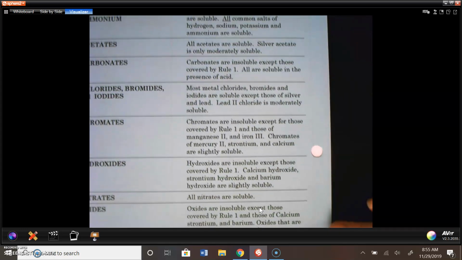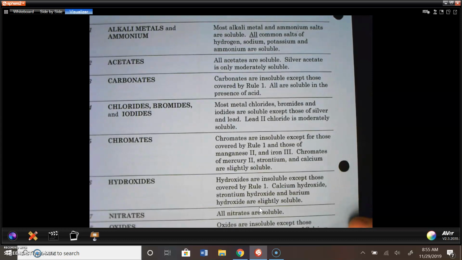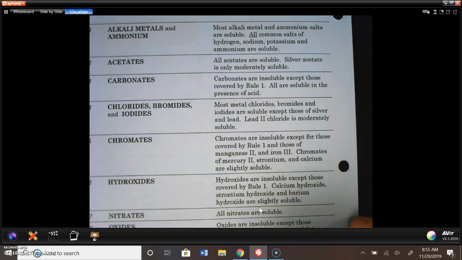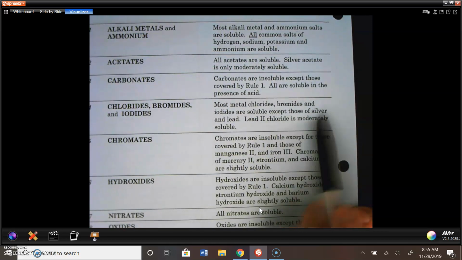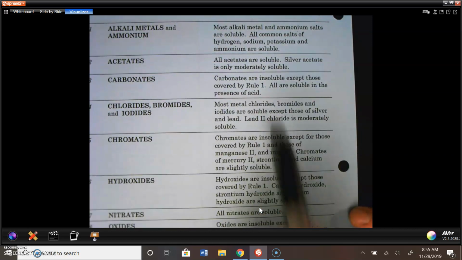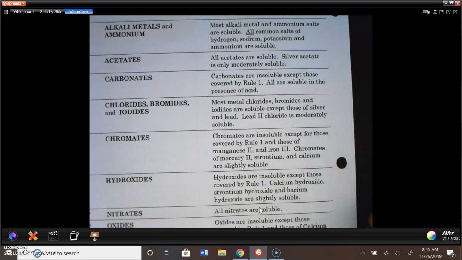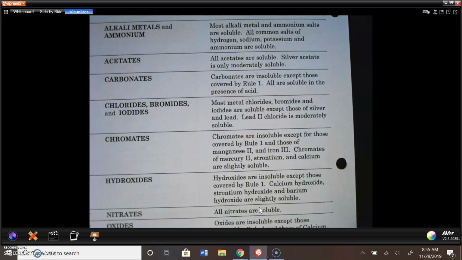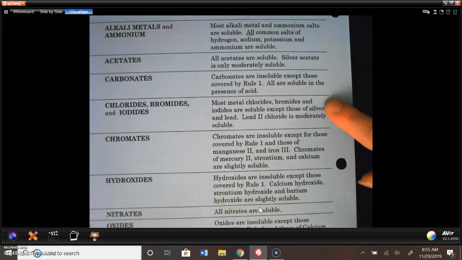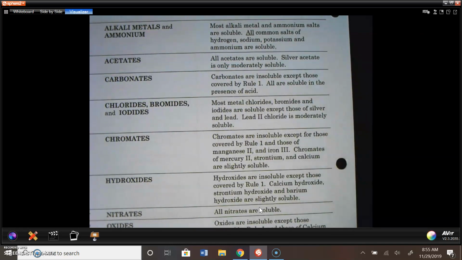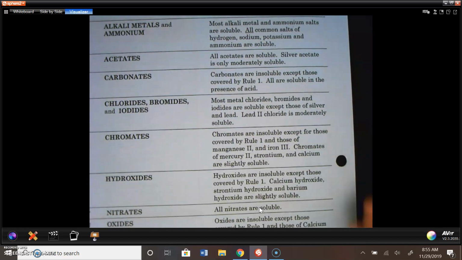So for example, the chloride rule, and bromide and iodide, so the halogen rule: most metal chlorides, bromides, and iodides are soluble, except those of silver and lead. Lead 2 chloride is moderately soluble. So what we're looking at here is you have something like potassium chloride, it's going to dissolve in water. You have something like calcium chloride, it's going to dissolve in water. The only things that aren't going to dissolve in water are chlorides, bromides, and iodides with these cations, silver and lead. So that's how you use the solubility rules.